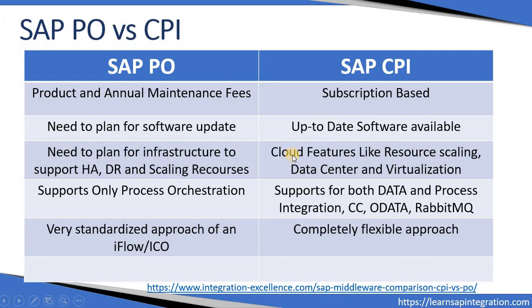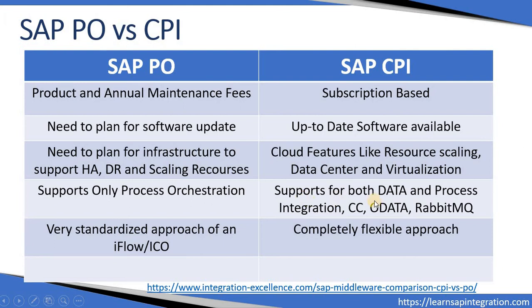Coming to cloud features, it gives lots of cloud features like resource scaling, data center and virtualization. Suppose you want 100 GB of extra data, within a minute we can scale it. But in the case of PO, it is not possible. We need to plan the infrastructure well in advance. We always need to take care of high availability, disaster recovery, and scaling resources. Everything we need to take care of on our own.